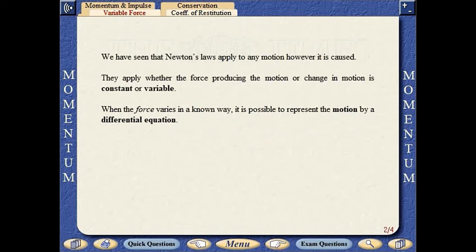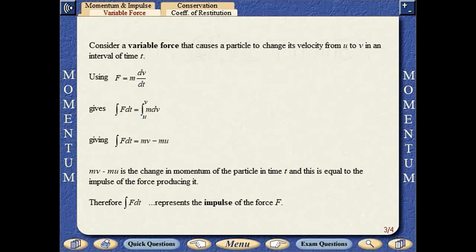We have seen that Newton's laws apply to any motion, however it is caused. They apply whether the force producing the motion or change in motion is constant or variable. As before, when the force varies in a known way, it is possible to represent the motion by a differential equation. Consider a variable force that causes a particle to change its velocity in an interval of time. The integral of the force with respect to time gives the impulse of the force.